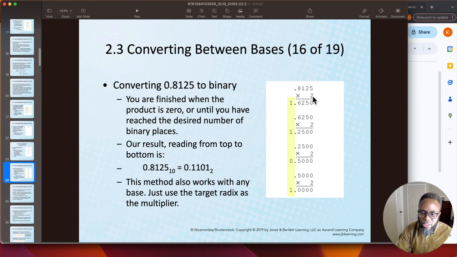0.8125, you multiply that by 2, you get this, you discard the 1. 0.625, you multiply that by 2, you get this, right? And then you discard the 1 again. 0.2500, you multiply that by 2, you get this, you discard this part. And then 0.5, you multiply that by 2, and then the answer becomes this.